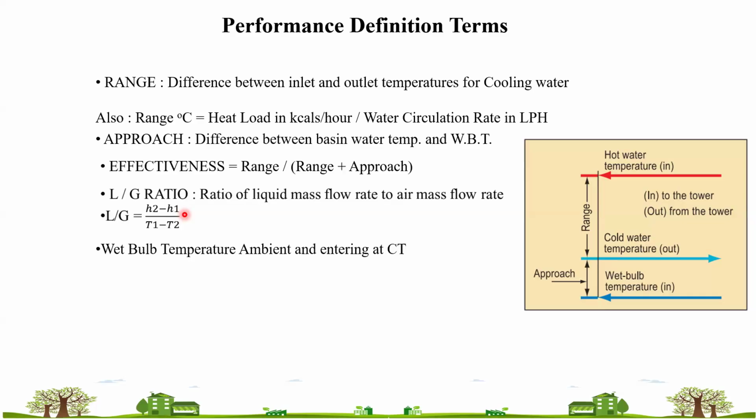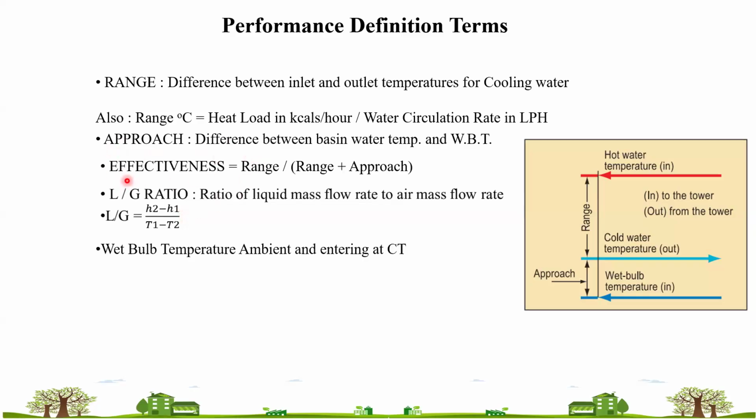In L by G ratio, what are we getting, what about the performance of the cooling tower? L by G ratio is definitely for the cooling tower only, not for the chiller application. L by G ratio is a ratio between air and water quantity only. So that indicates your effectiveness.